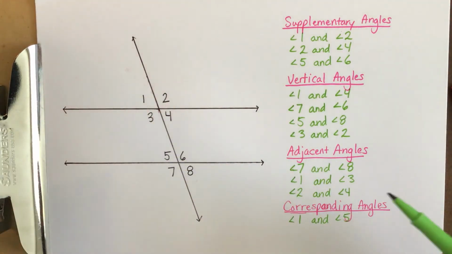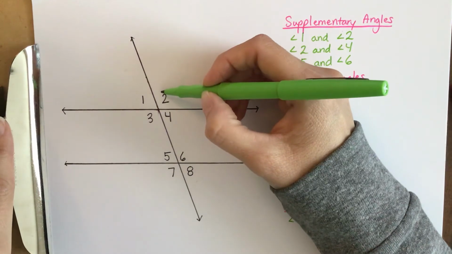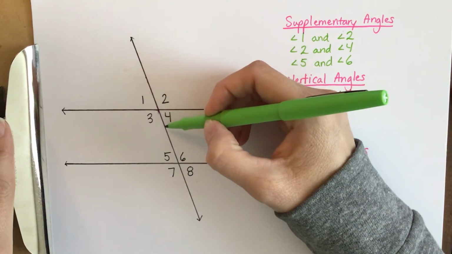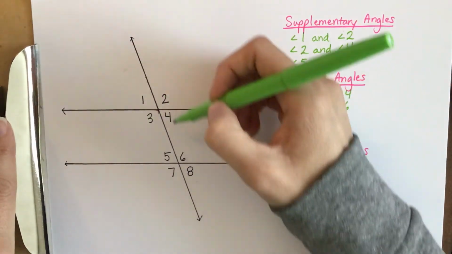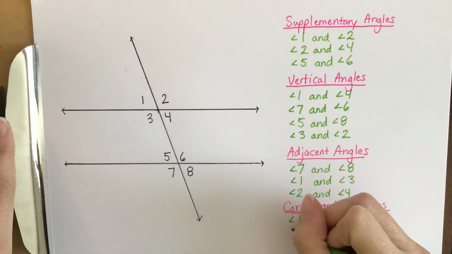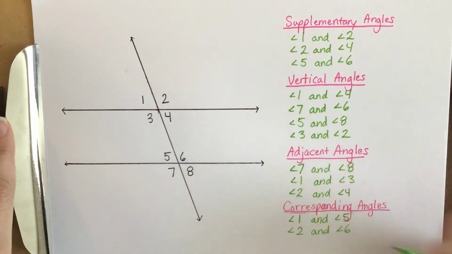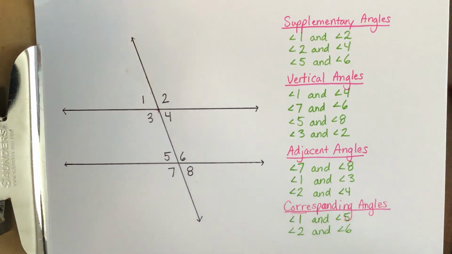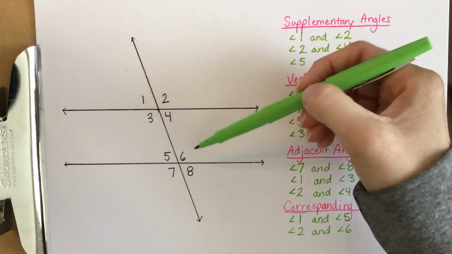The next set of corresponding angles, I don't have tissue paper for this, but you can see angle 2 right here. If we slide down the transversal, the angle that's exactly the same on the other parallel line is 6. So we can say that angle 2 and angle 6 are corresponding angles. There's a few more too. We've already done 1 and 5, 2 and 6.